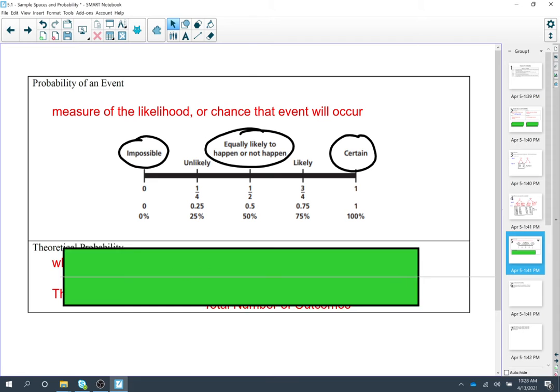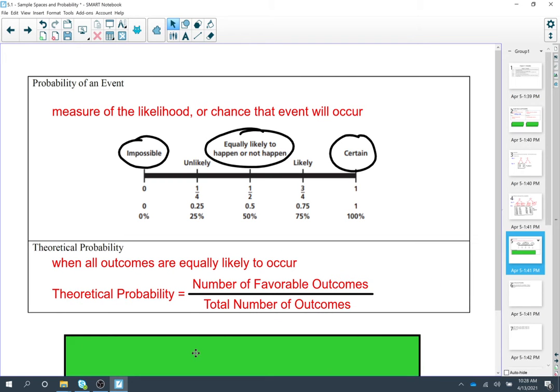Now, theoretical probability is when all of the outcomes are equally likely to occur. And the way we find theoretical probability is we take the number of favorable outcomes, meaning what you want to happen, over the total number of outcomes. So let's say I said, what's the probability of rolling a 2? Well, on the die, there's 1, 2 out of 6 numbers. So the probability of rolling a 2 would be 1/6.